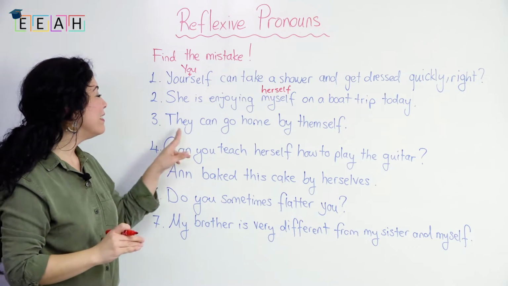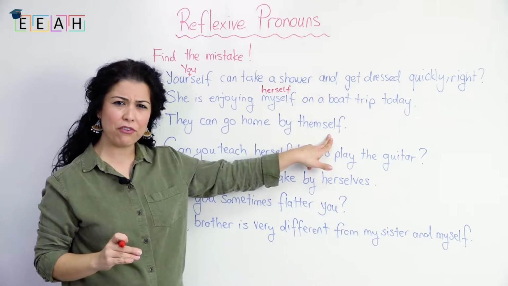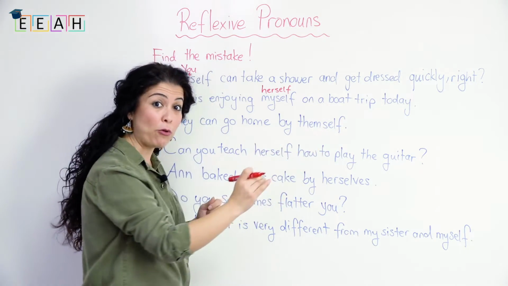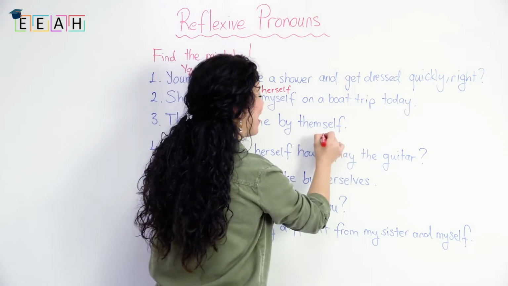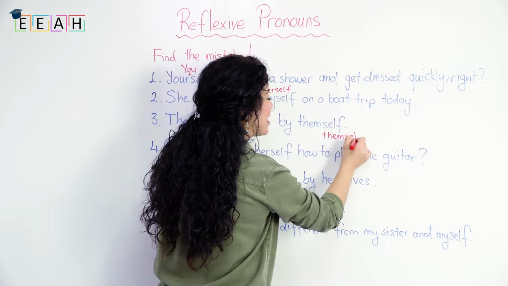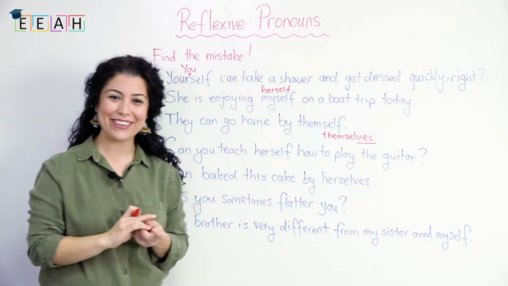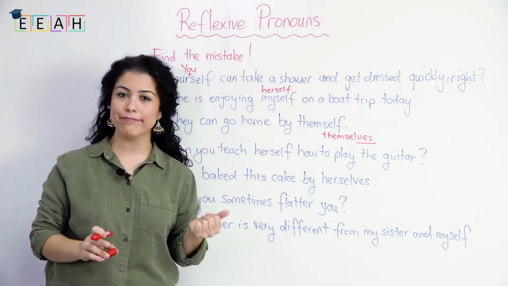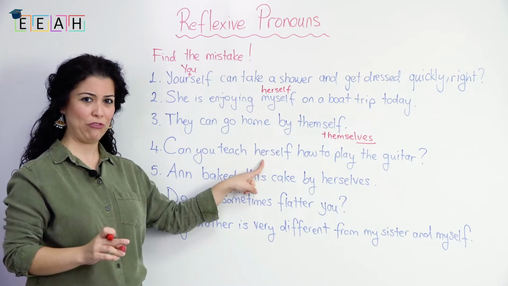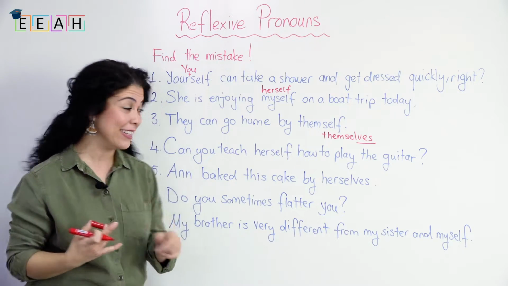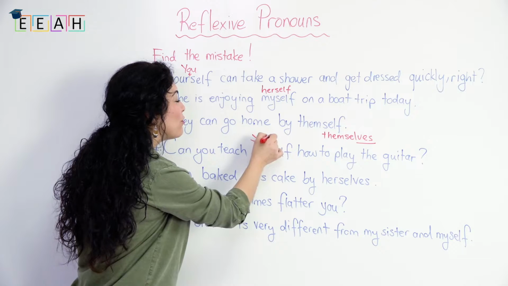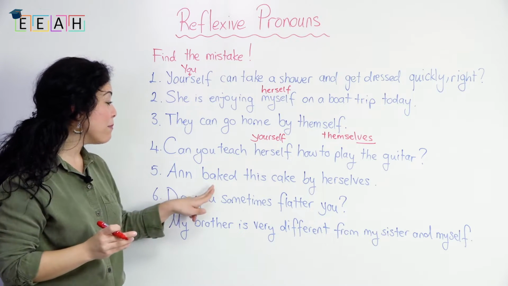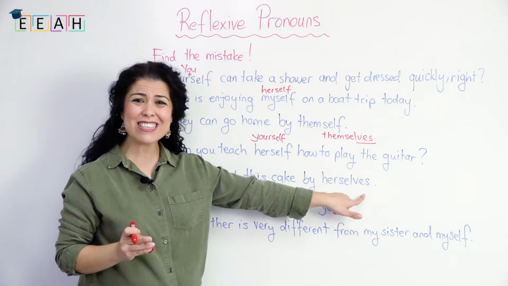And number 3, they can go home by themself. There is a problem with the form here. Look, themselves is supposed to be plural. Here, you need to say themselves. Yes, themselves. Good. Number 4, can you teach herself how to play the guitar? Can you teach herself? No. Reflect back here again. Can you teach yourself? Not herself, right?